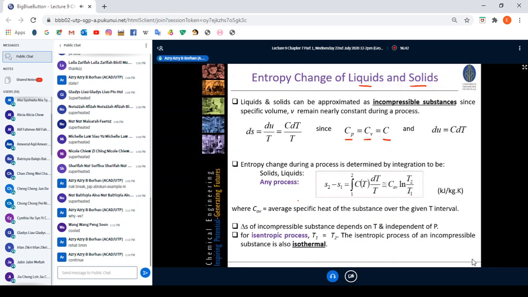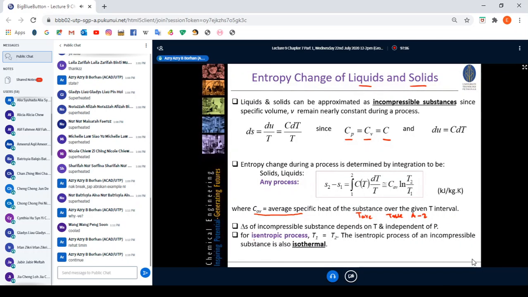So this C average, you will have to determine from the T average, probably from the table, I think Table A2, to get your C average and so on. Now, this is for any type of process.